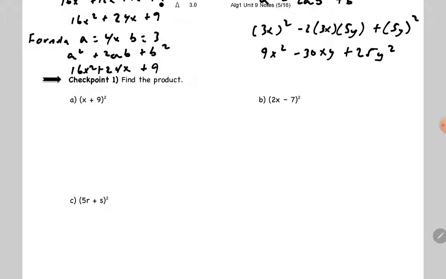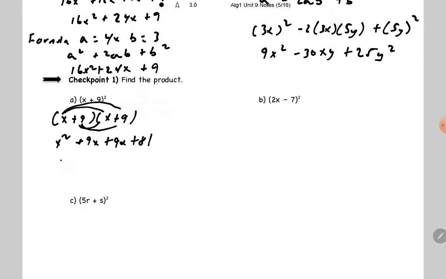Alright, part A. (x plus 9) times the quantity (x plus 9). First, outside, inside, last. Put our like terms together and we're done.